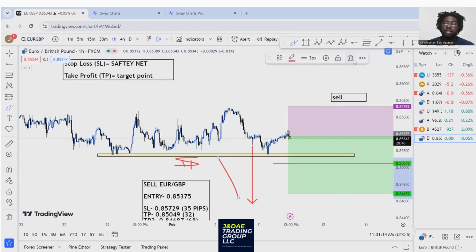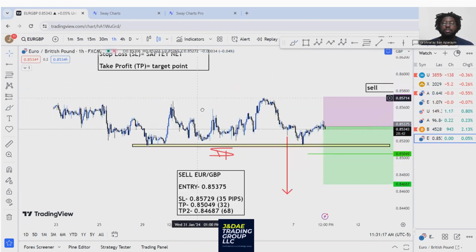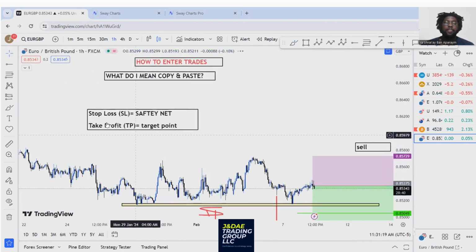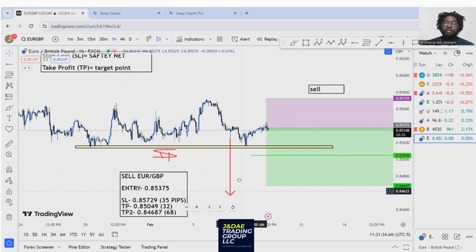But guys, that is how simple and easy it is to copy and paste, right? I went over what it means when you see the abbreviation SL. It means stop loss. You see the abbreviation TP, what does that mean? It means take profit. That's your target point where I expect price to go. Stop loss is your safety net. You're risking just a small percentage of your account, right?